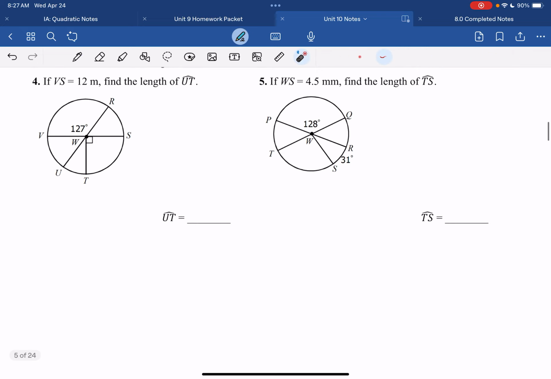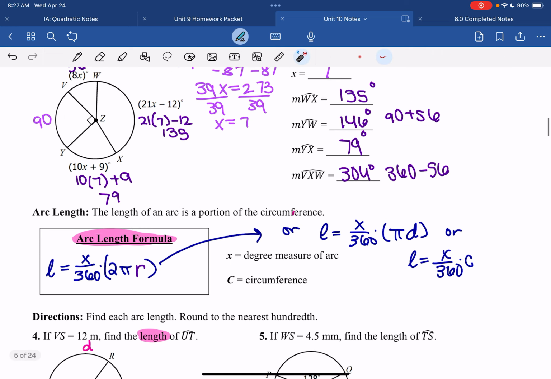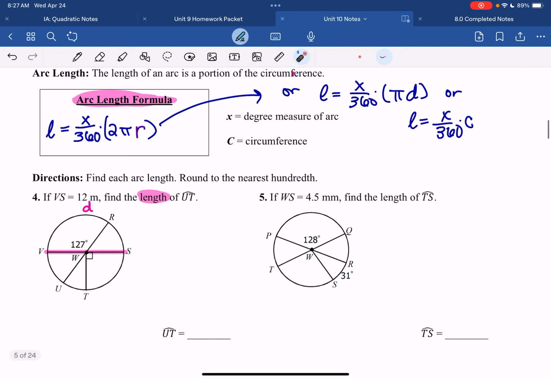So we got 2 problems left. So VS is 12. So that's our diameter. So we can go ahead and put a D there. We know that's diameter. We want to find the length. Remember, oops, thought that was my highlighter. Length. So we're going to use arc length formula. Not degree. Up here, you guys see how it had the M? That means degree. We want the length. So we're just going to take a portion of that circumference.